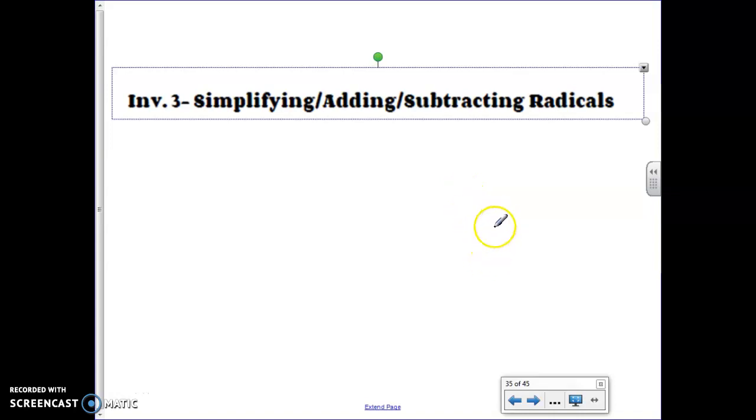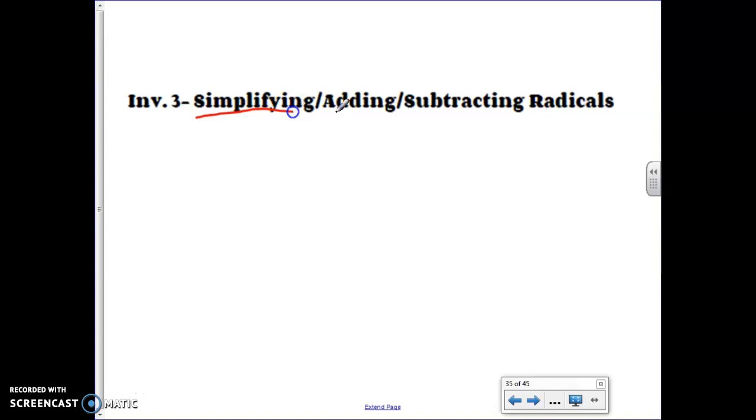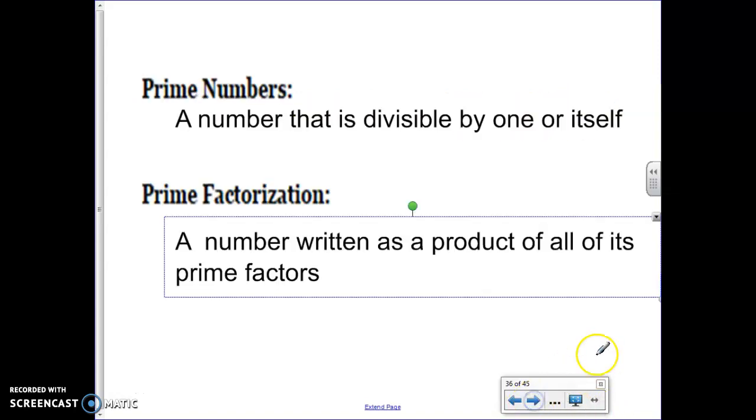Alright, so now guys, we're going to be starting on investigation 3, in which it's asking us to simplify radicals, and that's what we'll focus on right now. But the first thing I want to talk about with you guys is the idea of prime factorization.